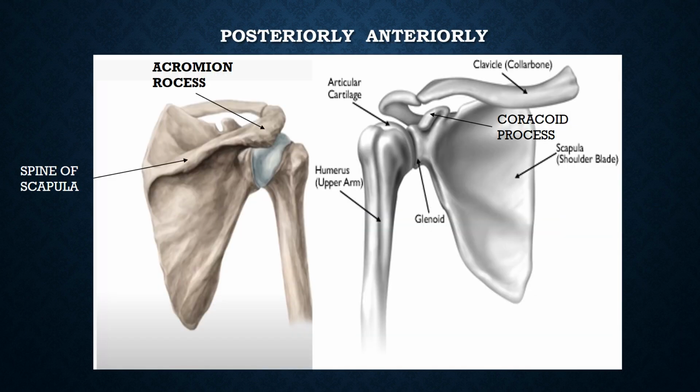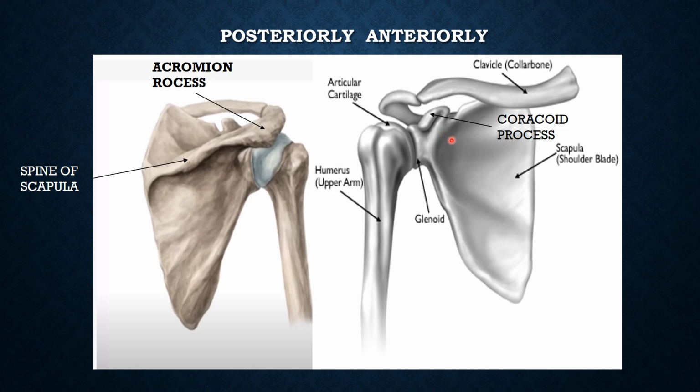This is the posterior aspect of the shoulder joint and this is the anterior aspect of the shoulder joint. Right. So this is your scapula. This is your humerus. This is your spine of scapula. This is your acromion process. This is clavicle and this is a coracoid process. The coracoid process is visible more anteriorly, right?